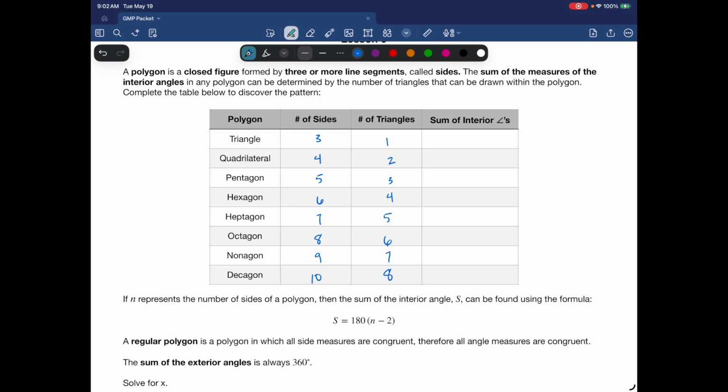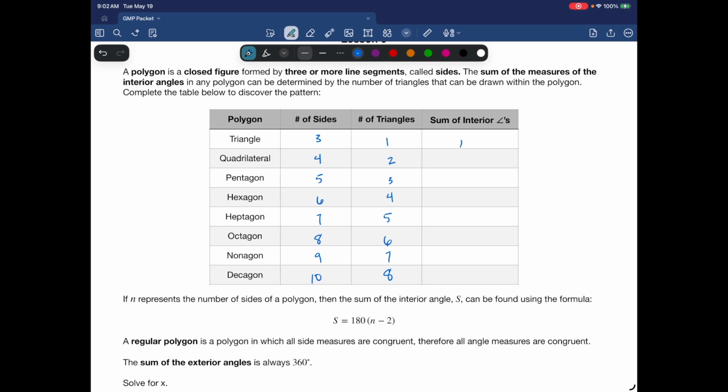If you take a square or a rectangle and draw from one corner to the other, you get 2 triangles. If you take a pentagon, you can take one vertex and draw 3 triangles. And so how many triangles do you have? That means how many 180s do you have?